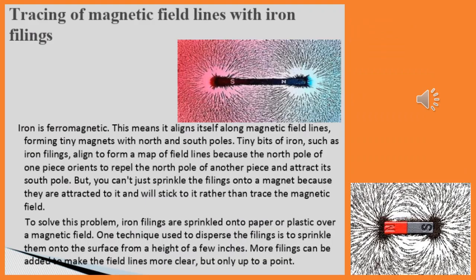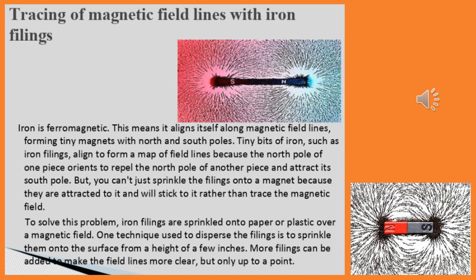We can also trace the magnetic field lines with iron filings. We know that iron is a ferromagnetic substance which is attracted by the magnet. So it aligns itself along the magnetic field lines, forming tiny magnets with north and south poles. Tiny bits of iron such as iron filings align to form a map of field lines because the north pole of one piece orients to repel the south pole of another piece and attracts its south pole.